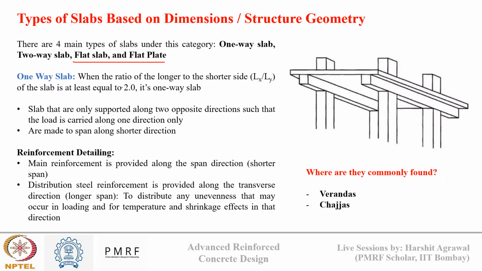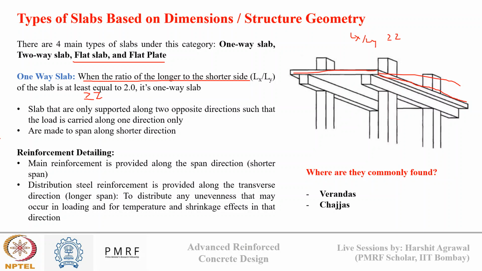So if we first talk about one-way slab, IS 456 code says that when the ratio of the longer to the shorter side is greater than or equal to 2, then we say it is a one-way slab. So this is my longer side that you can see here, and this is my shorter side. So if this ratio of Ly by Lx is greater than or equal to 2, then we say it is a one-way slab.